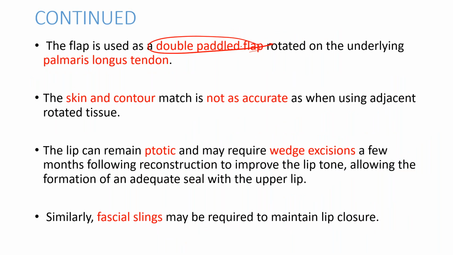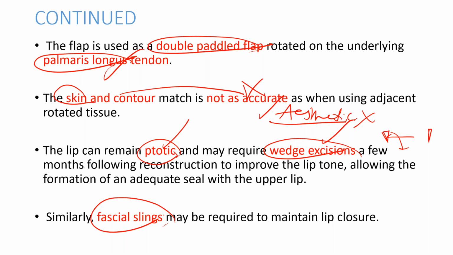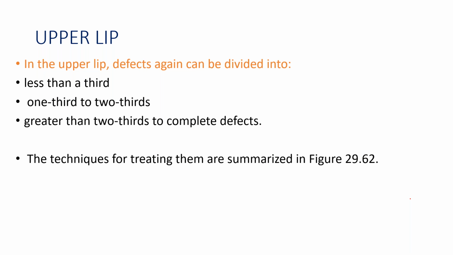So you can go for a double paddle flap with palmaris longus. And skin contour is not accurate, not very good as far as the aesthetics is concerned. Aesthetically bad, this palmaris longus. Sometimes it remains as a hanging one. Ptosis is there, and you have to go for wedge excision. So once again, if it is hanging, you have to go for wedge excision so that the hanging will be decreased. Similarly, the final thing that you can go for is facial slings. In facial paralysis, you will be going for facial slings to maintain the lip closure. The function of the lip is to close and prevent drooling. So you have to go for facial slings.